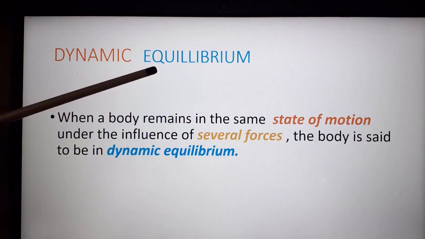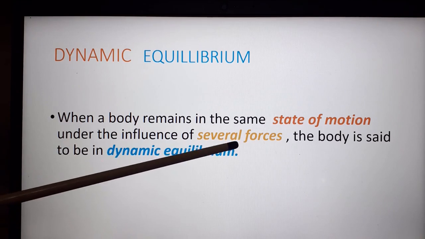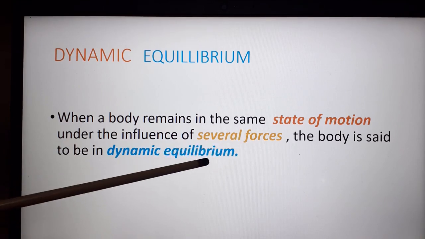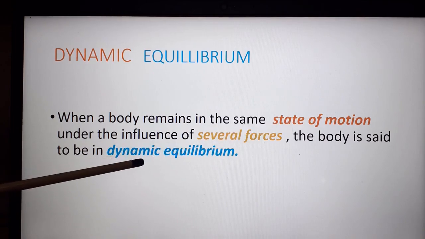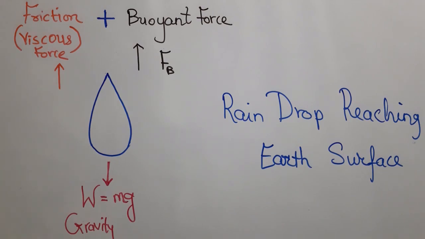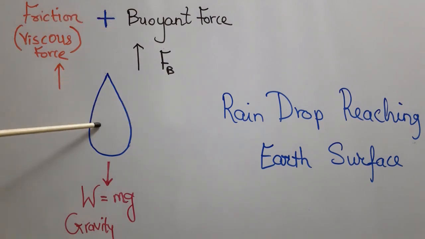Now dynamic equilibrium. Imagine an object which is moving at a constant speed in particular direction. In spite of several forces acting on it, it continues to be in same state of motion. Then it is in dynamic equilibrium. First example of dynamic equilibrium is raindrop reaching Earth's surface. In case of a raindrop, let's see which all forces are acting on it.